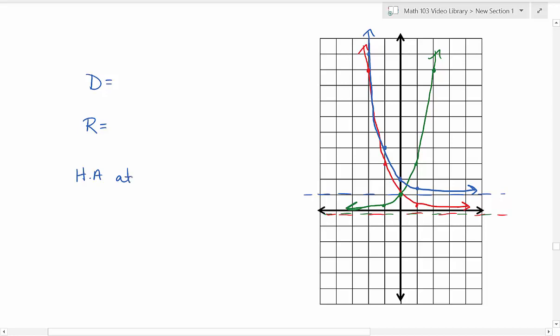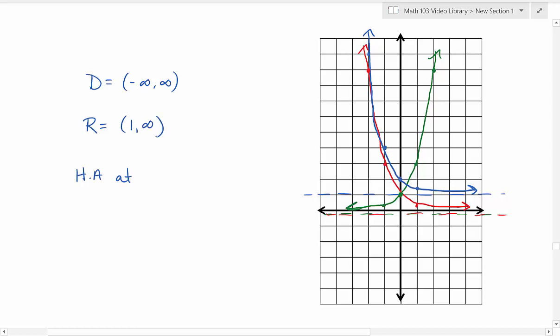So let's start with the domain. The domain of all exponential functions, no matter whether we have transformations involved or not, is negative infinity to positive infinity. And we can see that from our graph as we have an arrow pointing to the left as well as the right with no breaks in the middle. The range, well, since we have a horizontal asymptote and our graph is only above that horizontal asymptote, our range starts at 1 and goes to positive infinity.